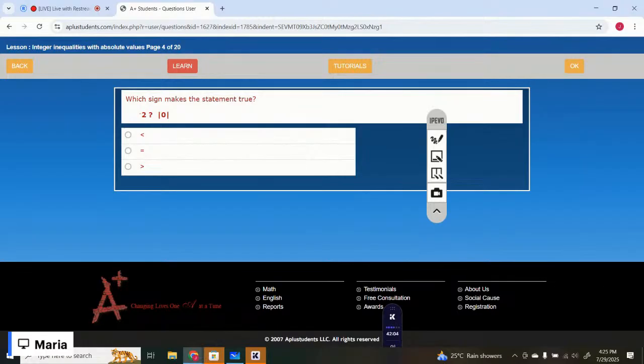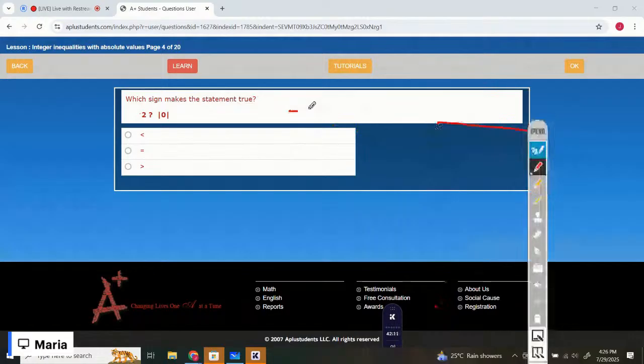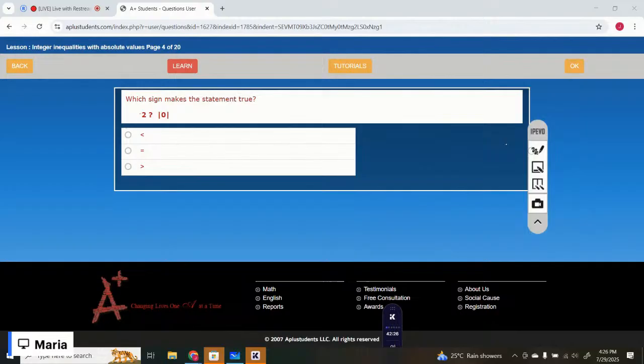Which sign makes the statement true? -2 is less than 0. Option number 1 is the correct option.